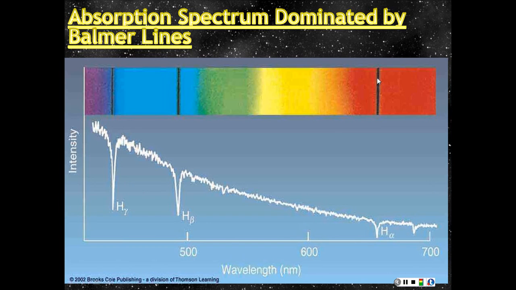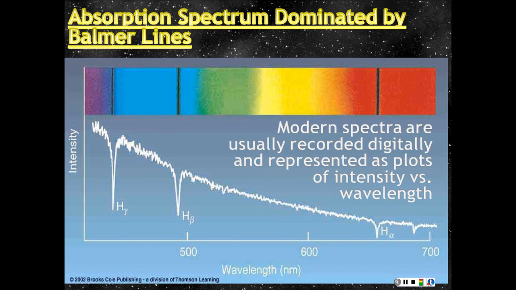And we call this line here, that's the n equals 2 to 3 absorption, H alpha. This is 2 to 4, H beta. 2 to 5 is H gamma. Sometimes you can see the line out here, which is 2 to 6, and so on. And normally when we draw spectra, we don't have them as nice, pretty rainbows. We plot them like this in 2 dimensions of intensity versus wavelength.